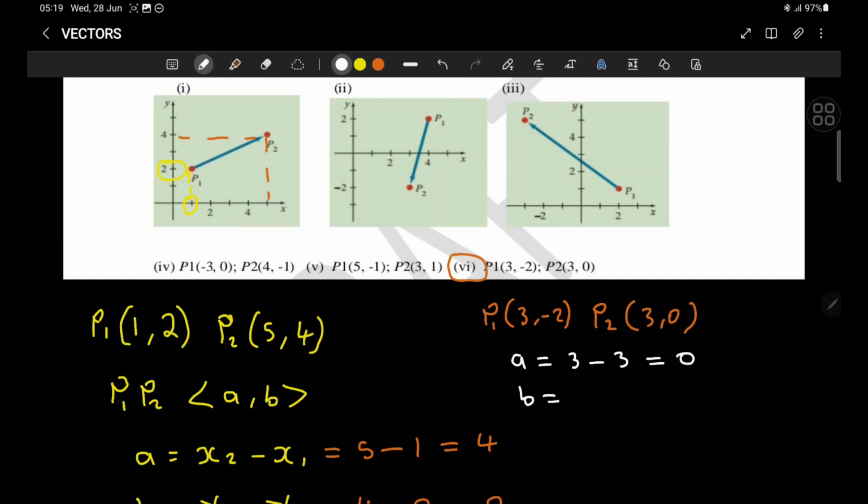For b, our y2 is 0, our y1 is -2, so we'll just have a +2, and that's 2. So the vector components for p1p2 are (0, 2), and that's our solution. So attempt the other remaining questions using the same method I've shown you.